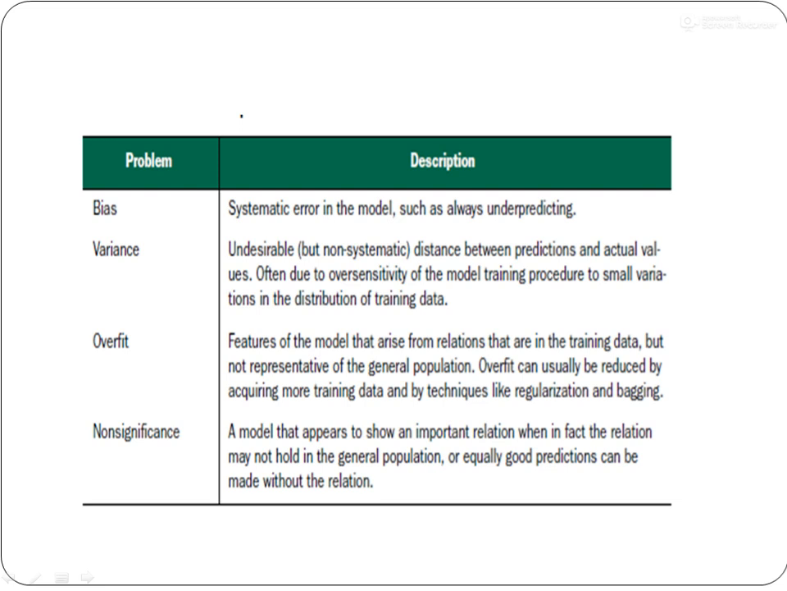Next is non-significance. Non-significance means a model that appears to show an important relation when in fact the relation may not hold in the general population, or equally good predictions can be made without the relation. That means if there is significance, there is a good relationship among the variables.